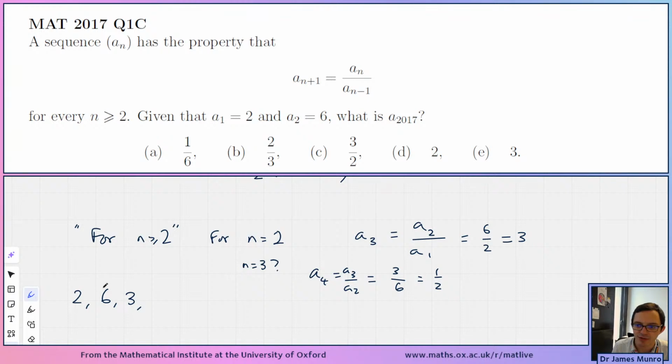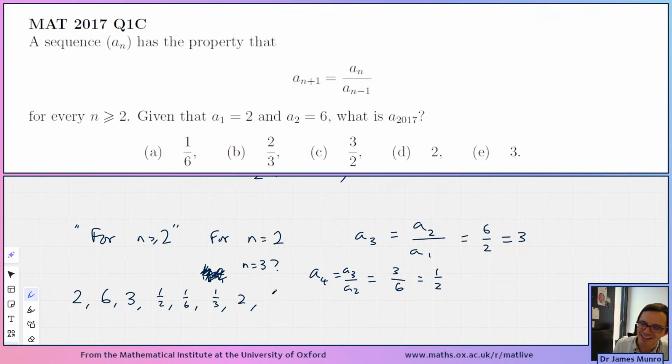It's the ratio of the previous two. 6 divided by 2 is 3. 3 divided by 6 is 1/2. 1/2 divided by 3 is 1/6. 1/6 divided by 1/2 is 2/6, which is 1/3. 1/3 divided by 6 is 2. Right? 1 over 3, 1 over 6 times top and bottom by 6. 2 over 1. Good. 2. Brilliant. None of that happened.